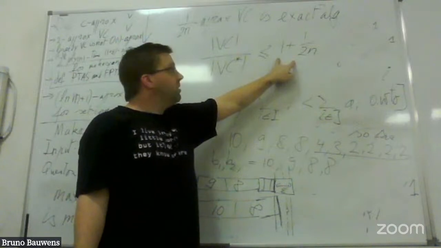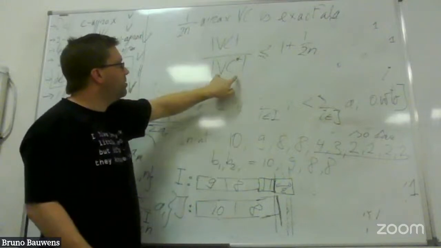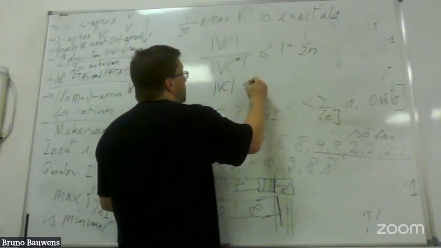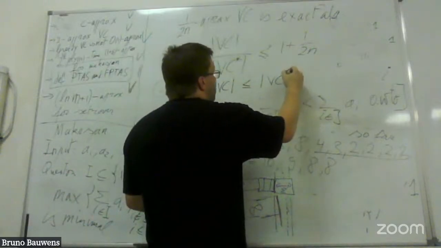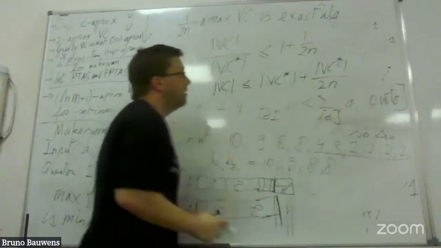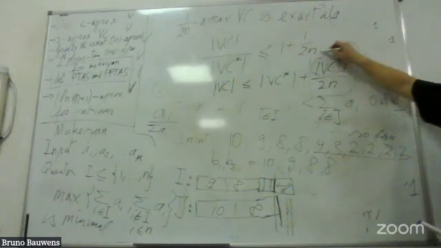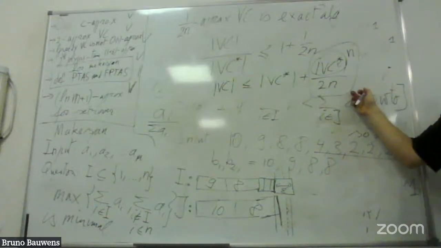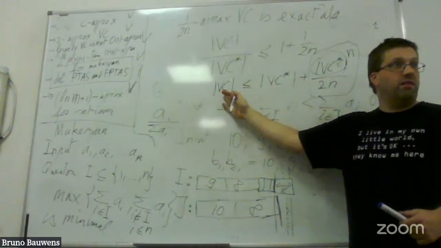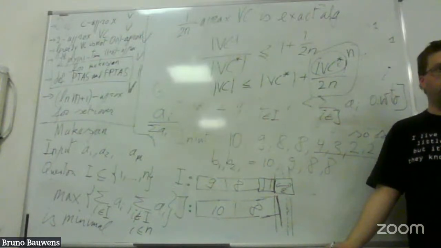And if we multiply both sides by the size of vertex cover, we need that the vertex cover is smaller than vertex cover star plus vertex cover star over 2n. But this here is smaller than n, so this term is bounded by 1/2. The only way that our algorithm satisfies the condition is if it produces the exact answer. And we know that it's impossible to have a polynomial time algorithm.